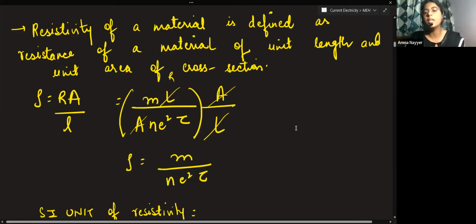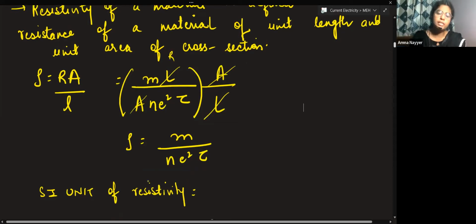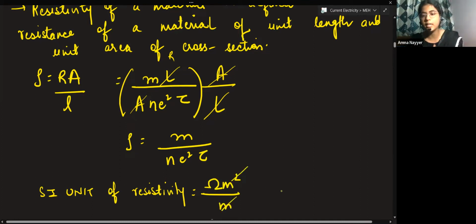Now the SI unit of resistivity. From this formula we can write. SI unit of resistance is ohm. SI unit of area is meter square. SI unit of length is meter. So 1 meter gets cancelled. SI unit becomes ohm meter. This is ohm, this is meter. So this is all about resistivity.